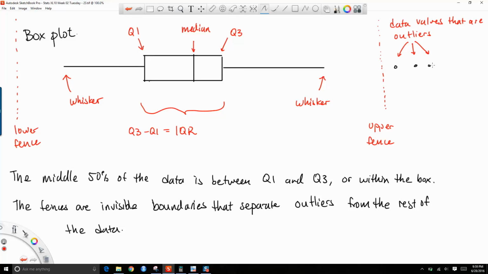So that's a box plot. Okay, and that takes us to 10 o'clock, so we'll end here. We'll see you guys next week.